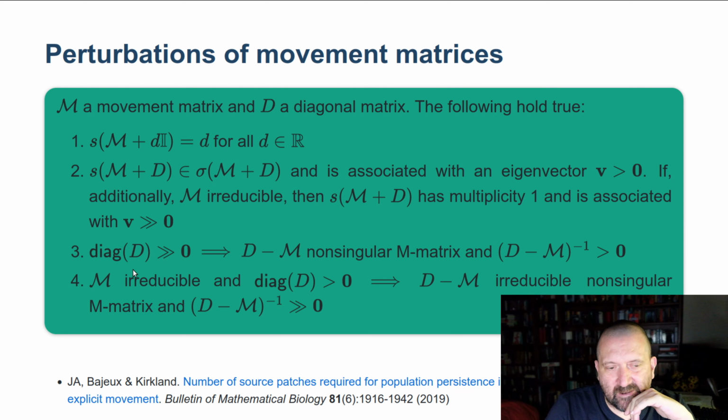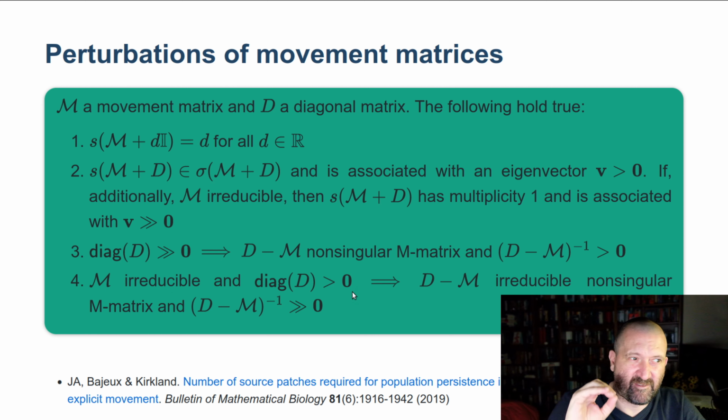And likewise, slightly differently, this is true for any M, but if M is irreducible, and I'm adding a diagonal that is not all 0, then the matrix D minus M is irreducible and non-singular, and the inverse this time is strongly positive. So it's a positive matrix.